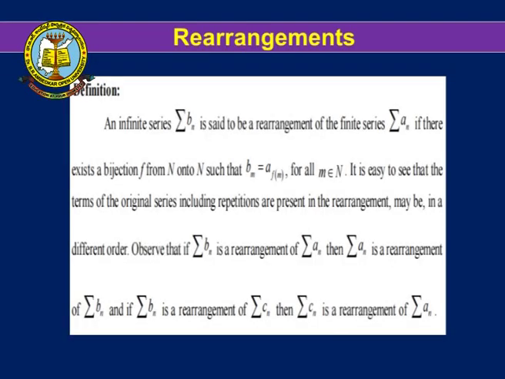Rearrangement is the next topic. In this definition, sigma bn is said to be a rearrangement of the series sigma an, where the rearrangement is made by a bijection. It is easy to understand that the terms of the original series are all present in the rearrangement, in a different order. So, sigma bn is a rearrangement of sigma an. In such a way we can decide on convergence, and it helps us easily identify whether the series is convergent or divergent. This is the sequence of the rearrangements.